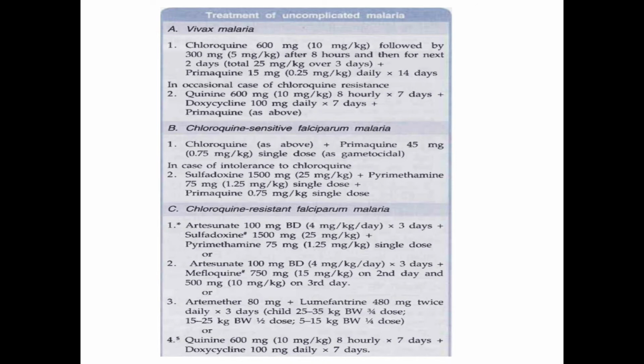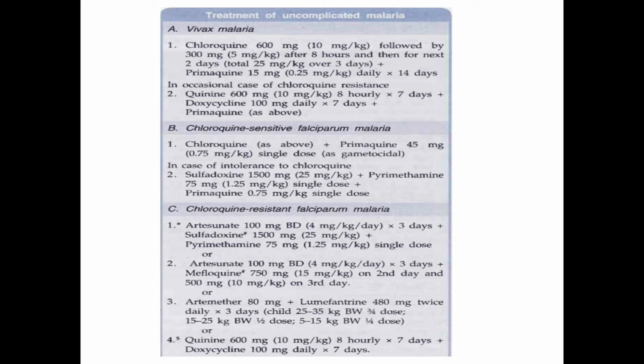In case of intolerance to chloroquine, we can treat with sulfadoxine in a dose of 1500 mg plus pyrimethamine in a dose of 75 mg single dose plus primaquine 0.75 mg per kg single dose. This sulfadoxine is a blood schizonticide. So, as we mentioned earlier, you can see there are many areas where parasite resistance has developed, right?